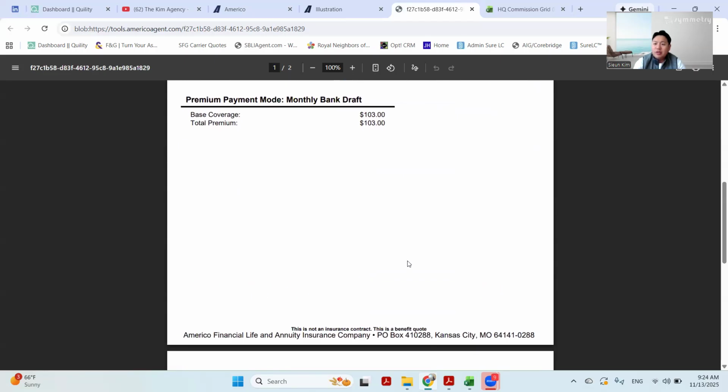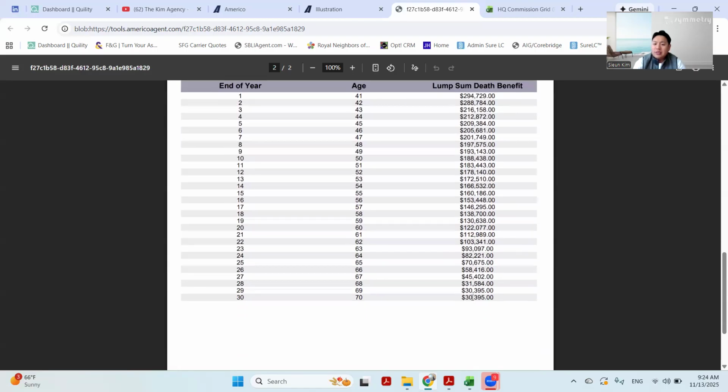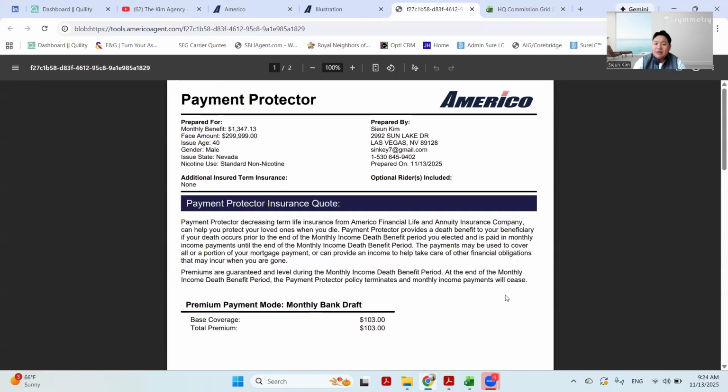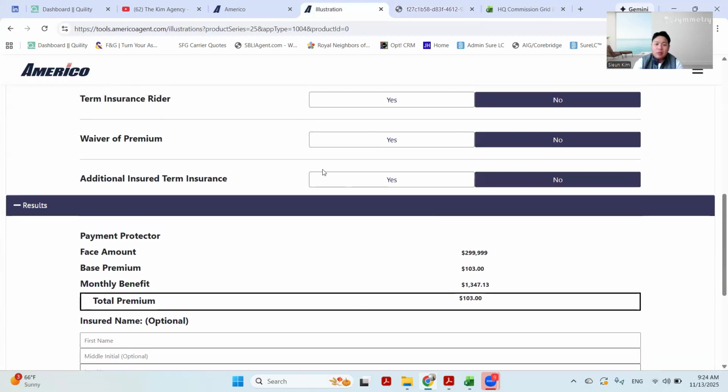So they're going to pay 103 when the death benefit is 294, and also the same at 30 years in when the coverage is $30,395. This does not have the living benefits, guys. So I'm going to just show you a comparison. All right, let me just show you a comparison and go back real quick. What's your question, Stefan?